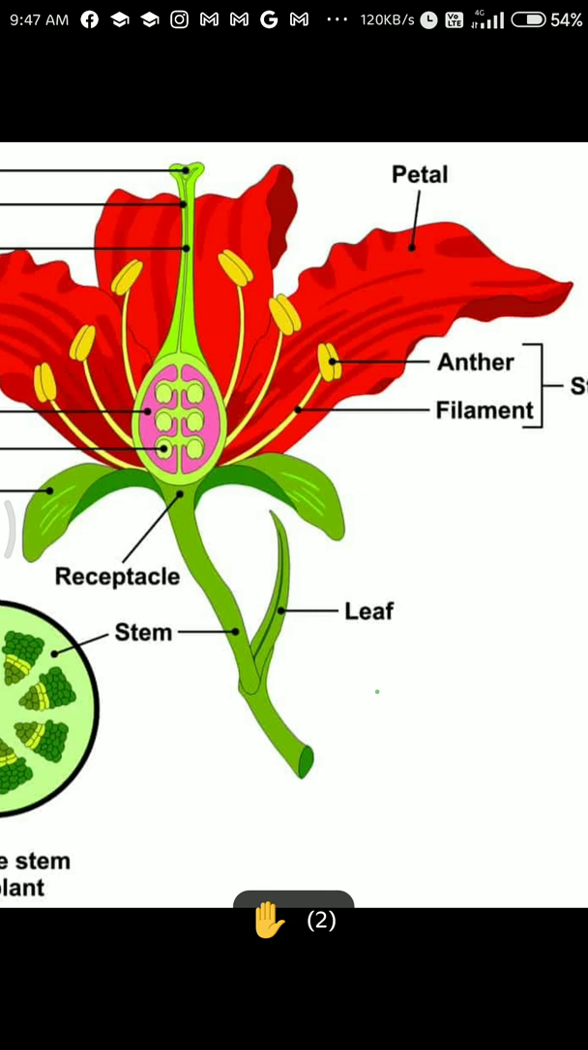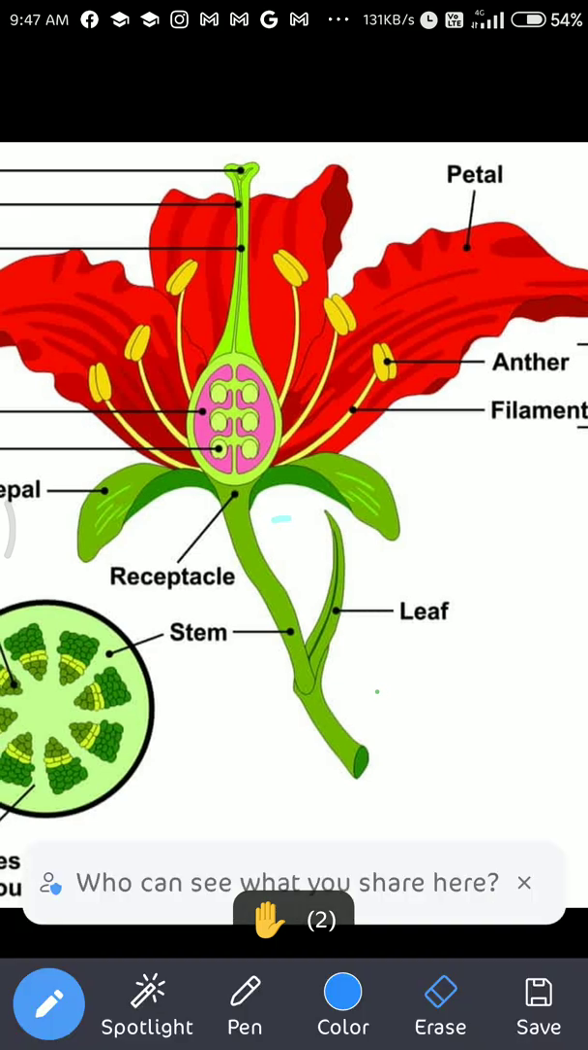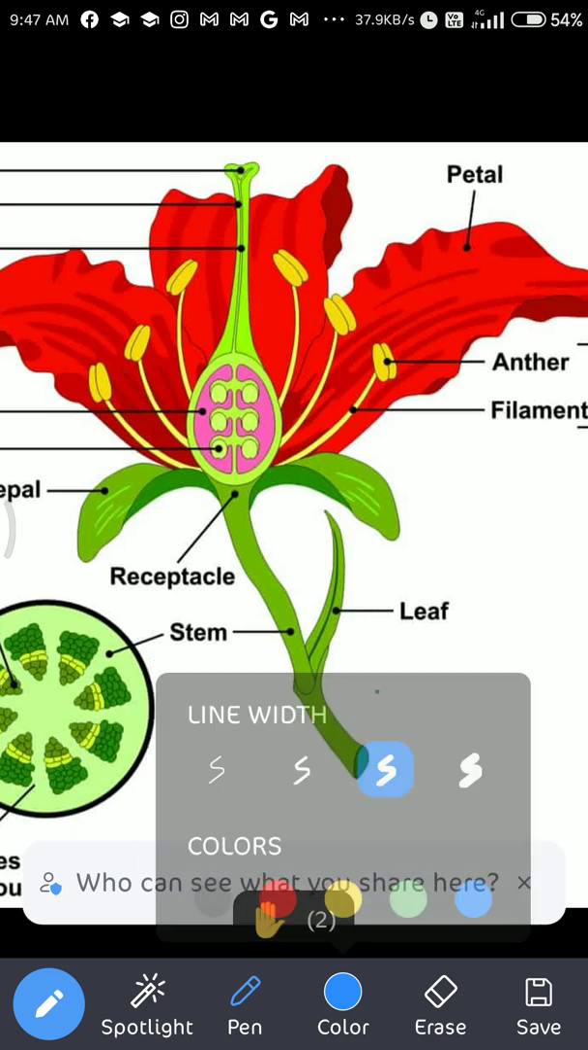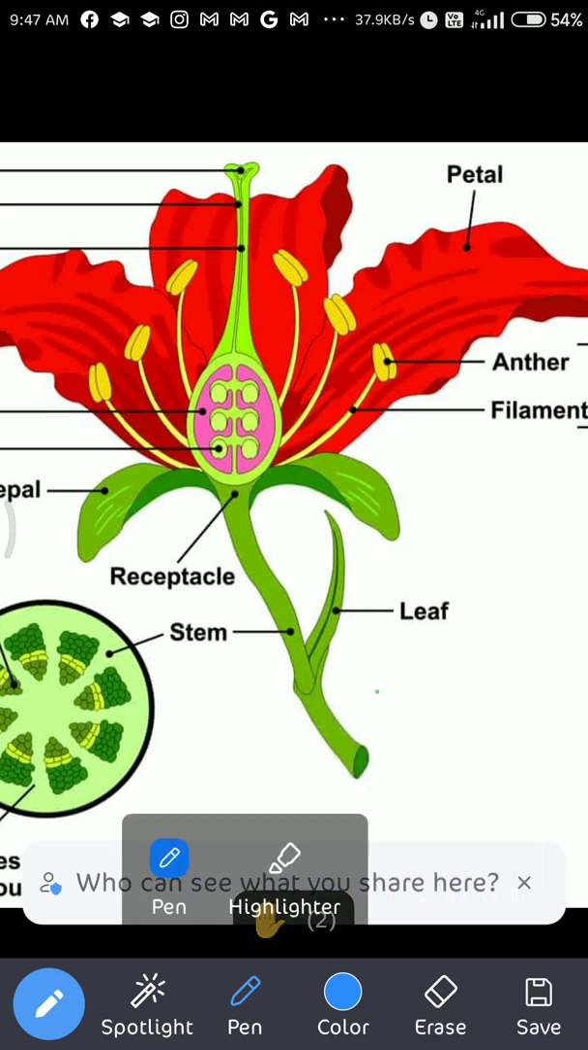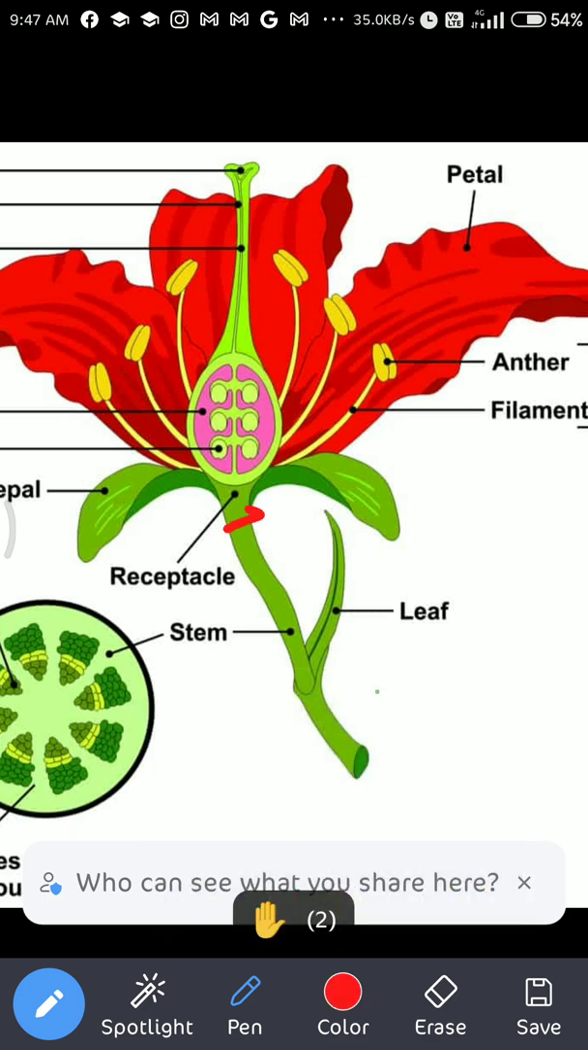And here you just see the receptacle is written. That is actually also known as thalamus. This is the swollen part. This one part is thalamus. This portion is the stalk, and the swollen part of the stalk is thalamus.